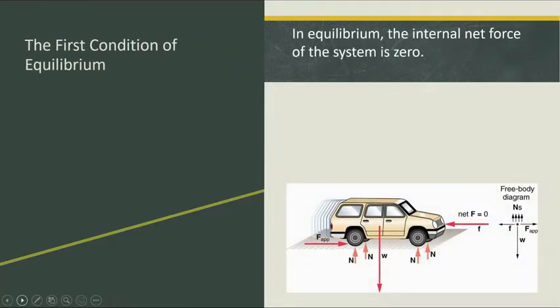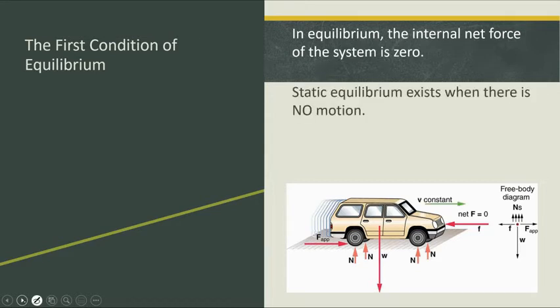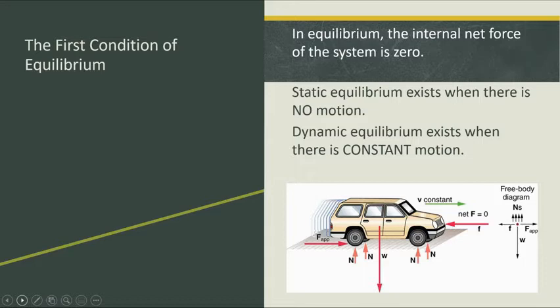Now, you have different conditions of equilibrium, though. In equilibrium, the internal net force of the system is going to be equal to zero. So static equilibrium exists when there is no motion at all. Dynamic equilibrium exists when there is constant motion. So those are our two different situations where we have equilibrium. We have static equilibrium. Static means not moving, okay? And then dynamic means it's moving, but there's a constant velocity.